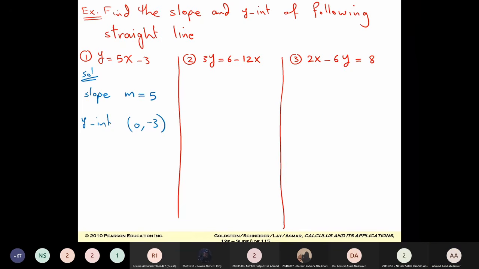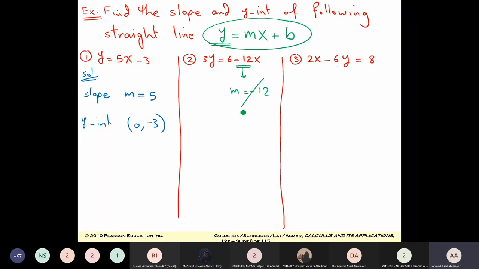We need to convert the equation in the form y with coefficient 1. The coefficient of x on the right-hand side equals the slope and the constant equals the y-intercept. So we must have y on the left-hand side with coefficient 1. We cannot take the slope as the coefficient of x here, negative 12. This is incorrect. 6 is also incorrect.